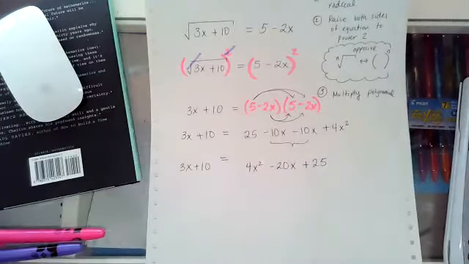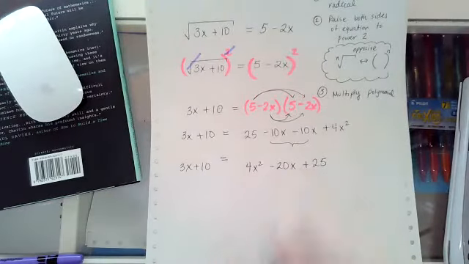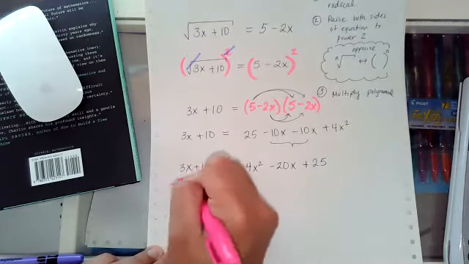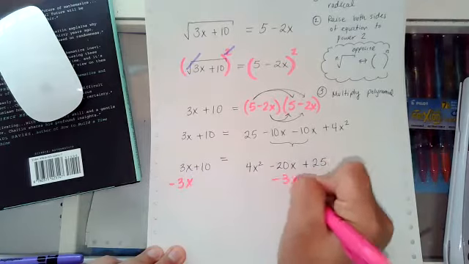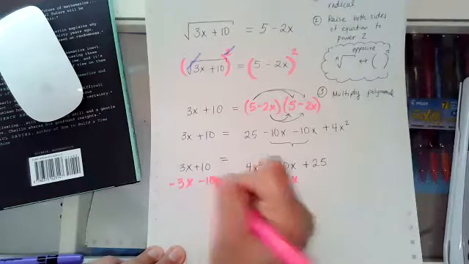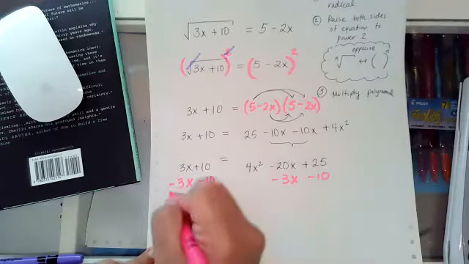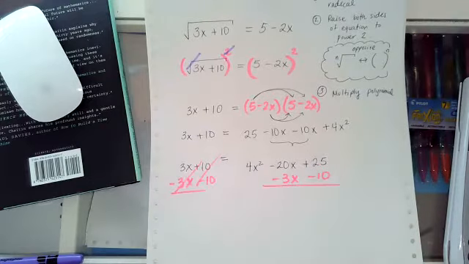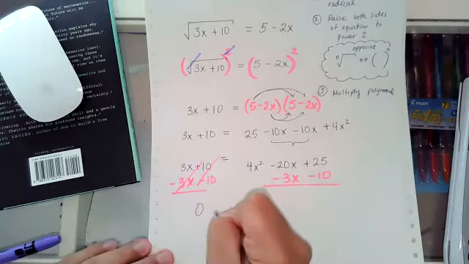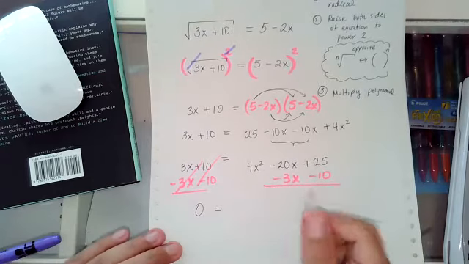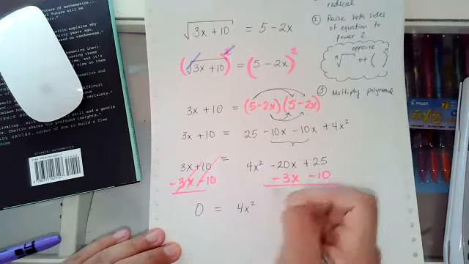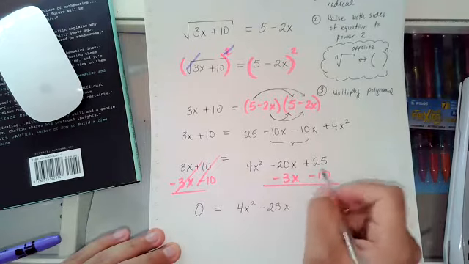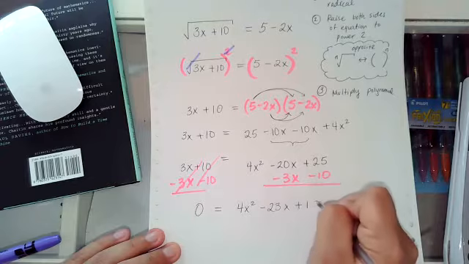But once you're ready to move some stuff, we've simplified this side of the equation. We're going to say, okay, let's move this 3x. So I'm going to subtract 3x over here. I'm going to subtract 10 here and subtract 10 here. So this stuff cancels out, and that's how we get a 0 is equal to 4x squared. This should be minus 23x, and then we should have positive 15.